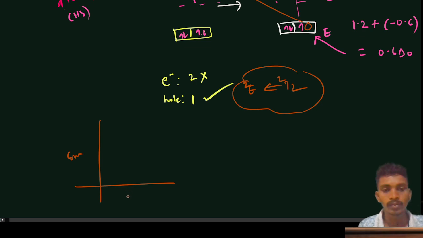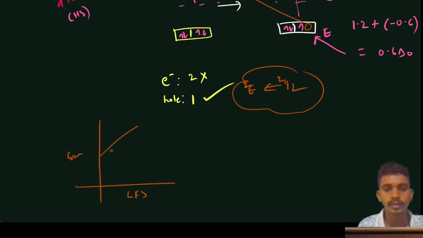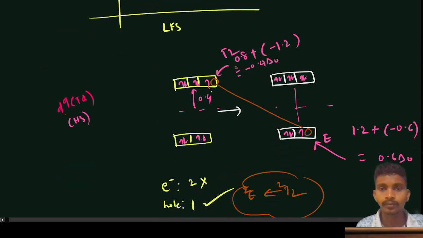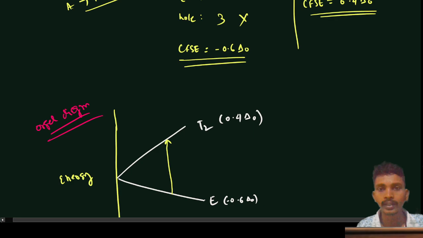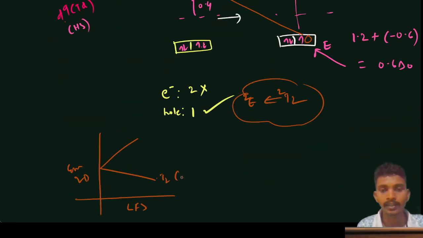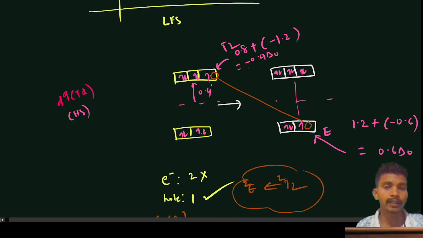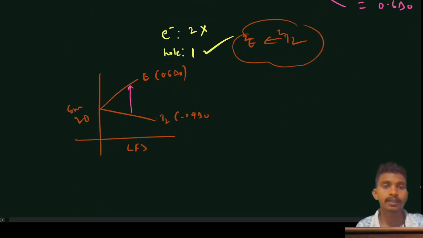If I take that energy and the ligand field strength, then I will do that here and here, that is D2, and here I will write, so which energy is less? Look from here, this energy is less, so that is T2. So I will write here T2, and its value is minus 0.4 delta knots, and this is E, that is 0.6 delta knots. So electron transition is happening from here to here. Okay, this is the Orgel diagram for tetrahedral D9 cases.